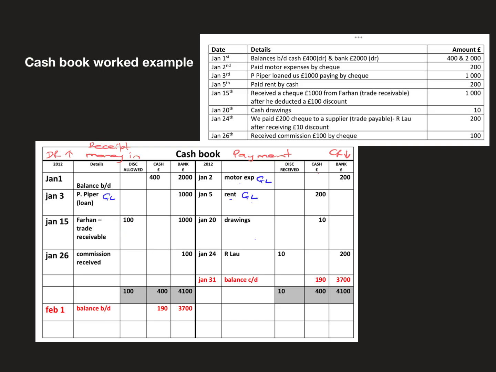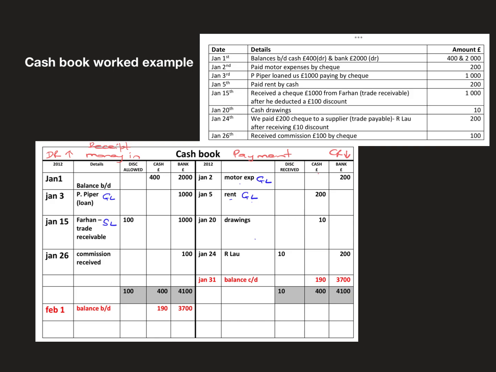As I said earlier, I like to tag my transactions because it gives me an idea about where I'm going to go next for the other half of the entry, because every one debit transaction has a corresponding credit. So the corresponding credit will be found in the sales ledger. Why? Because Farhan is a trade receivable, and all trade receivable accounts are found in the sales ledger. So I'm just tagging it here because that's where I'm going to go look for the other half of the entry. Remember, the cash book acts as a ledger account for cash and a ledger account for bank, as well as a book of prime entry.